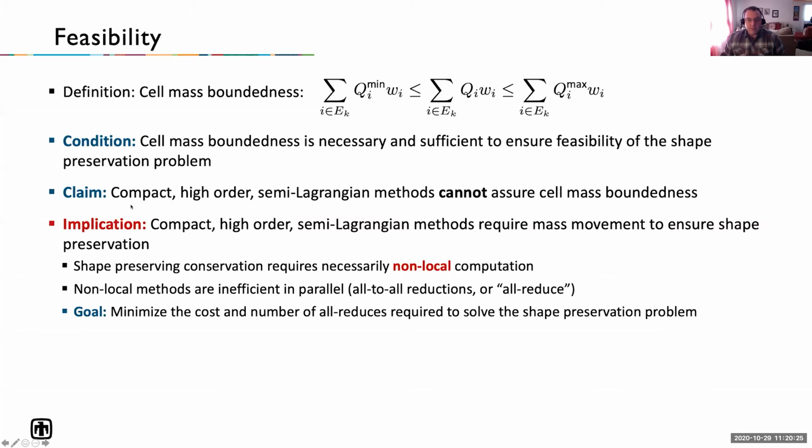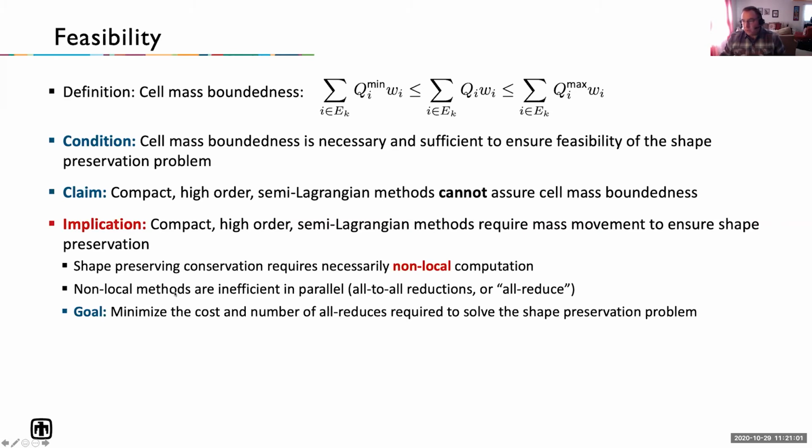But the problem is, if you have a compact high-order semi-Lagrangian method, you do not have this property. So you always have to move mass around to achieve this property, which means you automatically have a non-local problem. Because if you move mass from one element to another, then that mass movement may cause the destination element to go out of bounds. And then you have to move mass from it to somewhere else. So you automatically have a globally coupled problem. And so the question is, how bad is that global coupling?